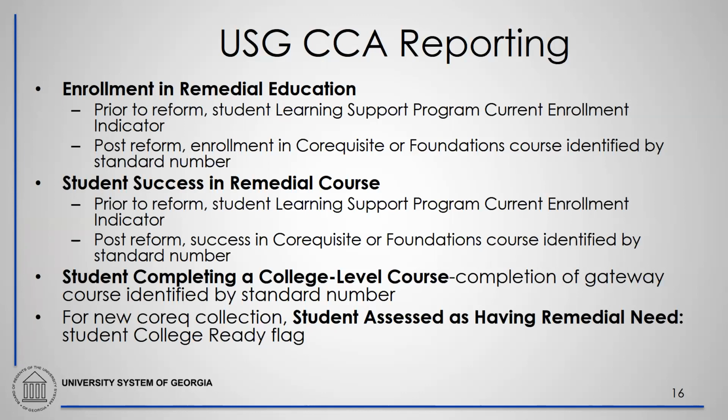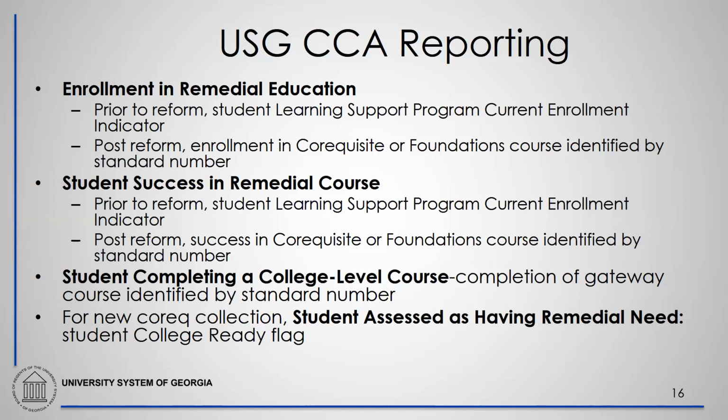When we look at student success in a remedial course prior to reform, we were able to look at that student learning support program current enrollment indicator because it tells us whether they have satisfied the requirement. And then post-reform, we look at the grade in that standard course number co-requisite or foundations course. And then for students completing a college level course, before and after we look at completion of the Gateway course as identified by the standard number for that Gateway course across the system.